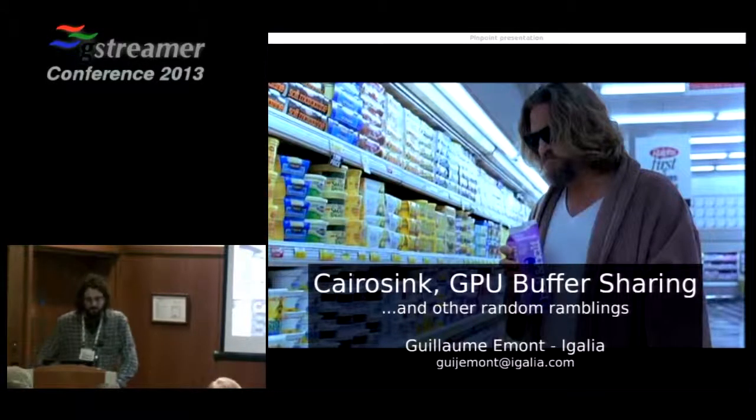And I'm going to talk about an ongoing experiment, or ongoing experiments, that I'm doing, playing with Cairo and OpenGL or OpenGLES, on the intersection of both. And those are experiments that were mostly sponsored by Samsung Research America, so thanks to them.